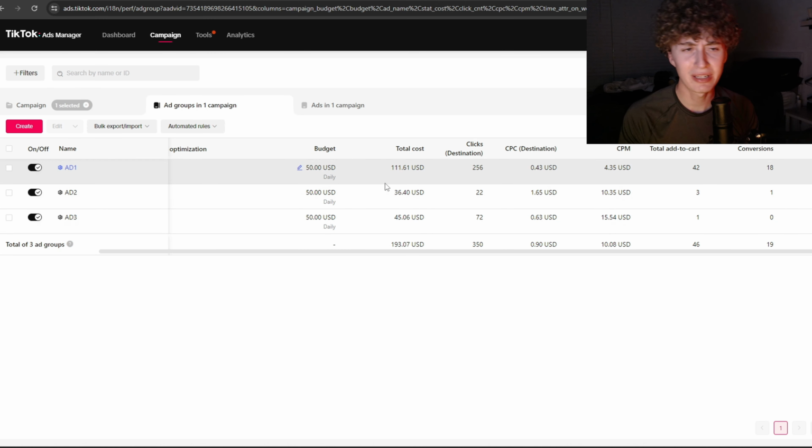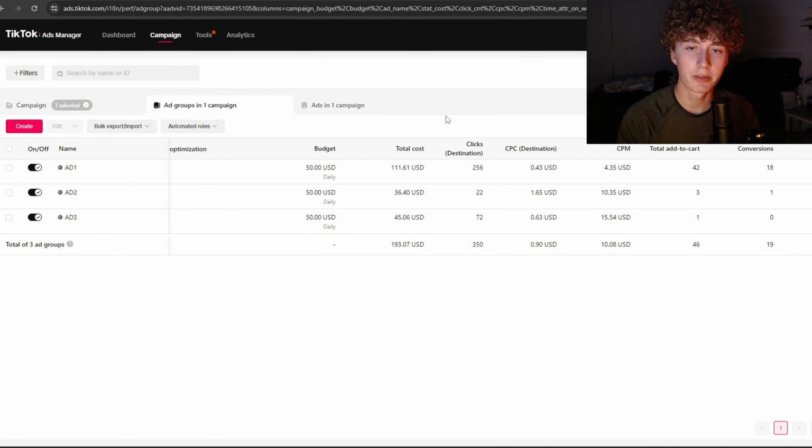Here we are in the ad manager. Anyways, let's break this down. So this is a pretty standard testing campaign, right? A lot of you may already know exactly what you're looking at, and that is a simple three ad group ABO testing setup. Usually it's five. For this product in particular, I went with three ads. It was just a preference thing.